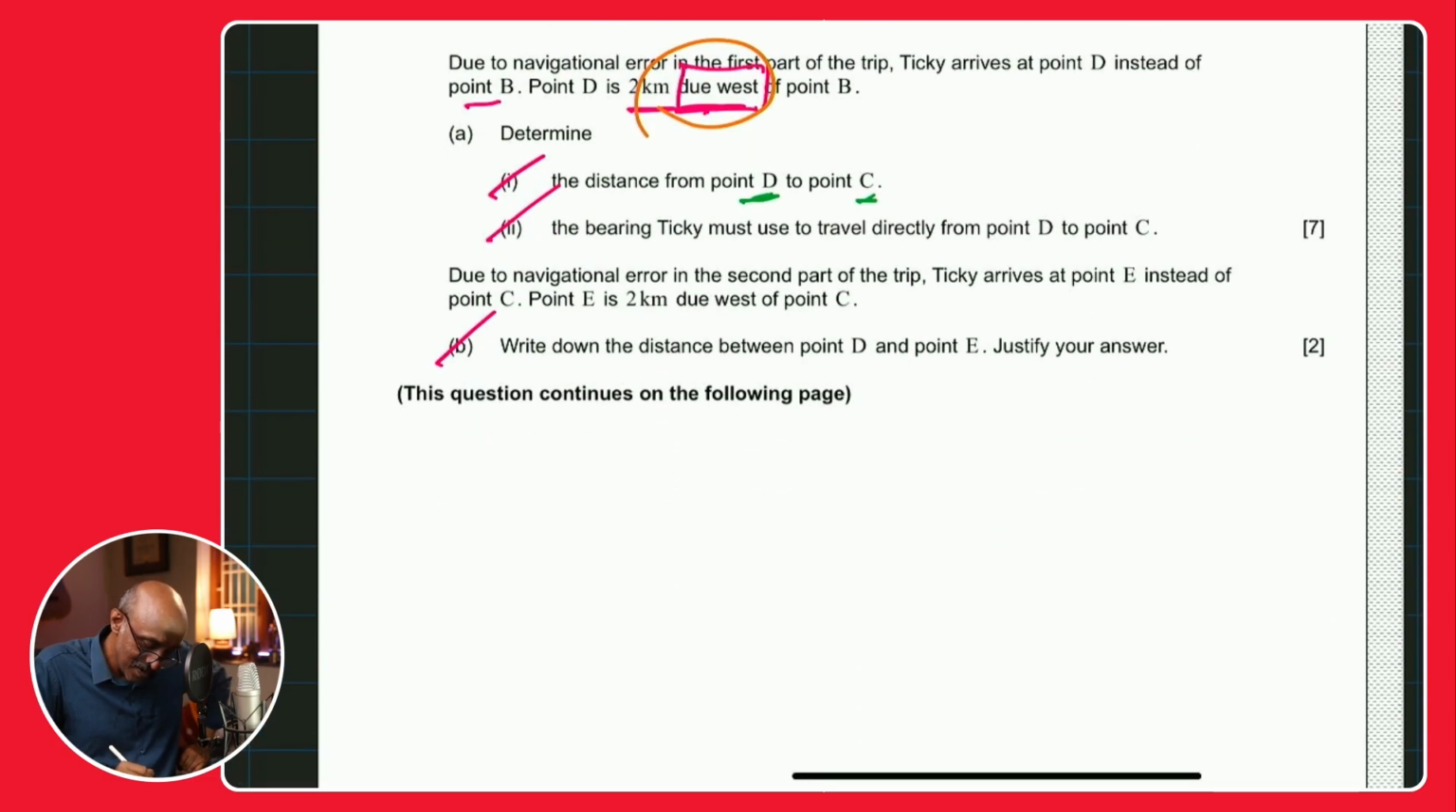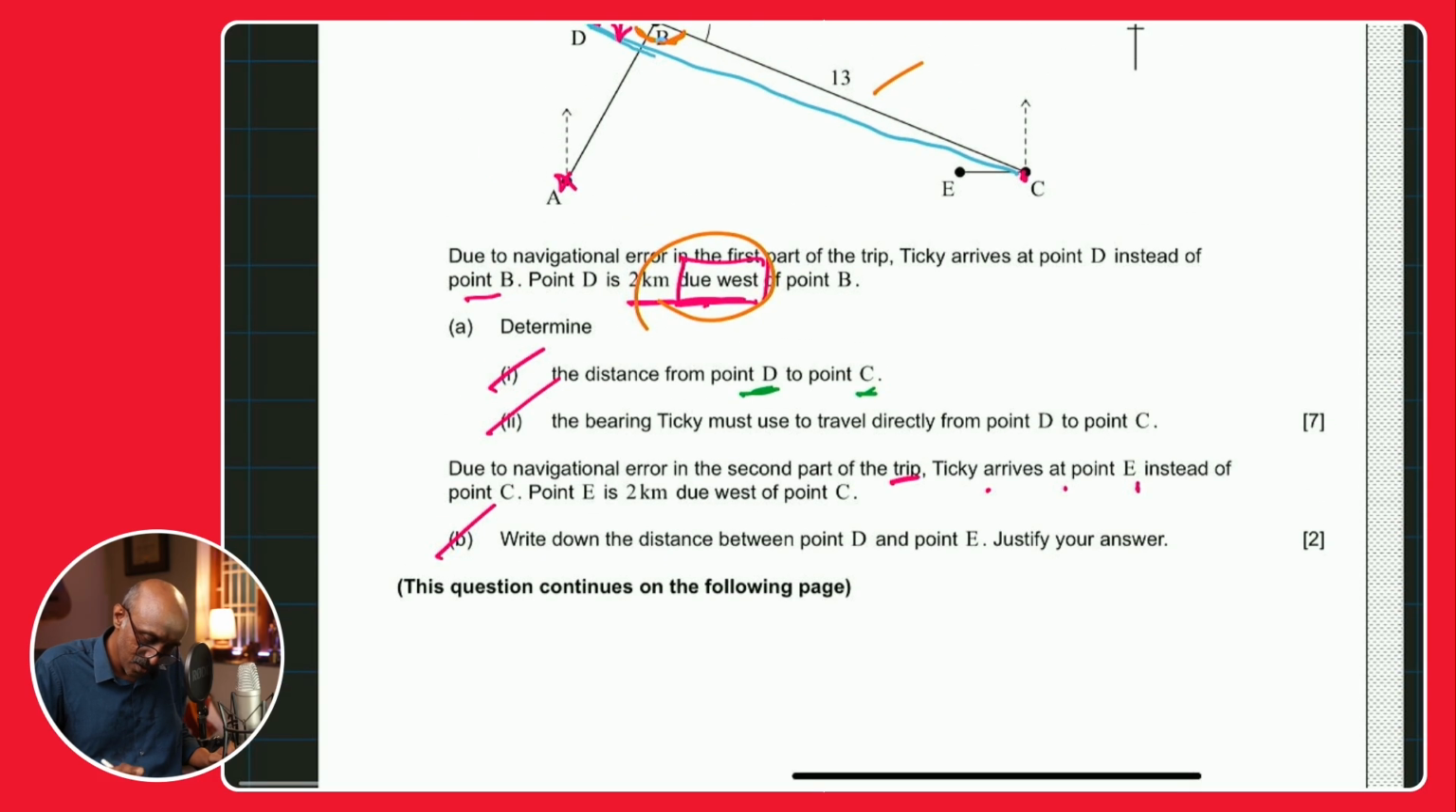Due to navigational error in the second part of the trip, Tiki arrives at point E. All right, so now she's arriving here. He or she is arriving here instead of point C. So earlier there was a navigational error. That means, instead of going to B, he ended up at D. I'm assuming he, all right, whatever that is. The person arrived at D. Now instead of arriving at C, the person arrives at point E instead. Just write down the distance between D and the point E, justify your answer.